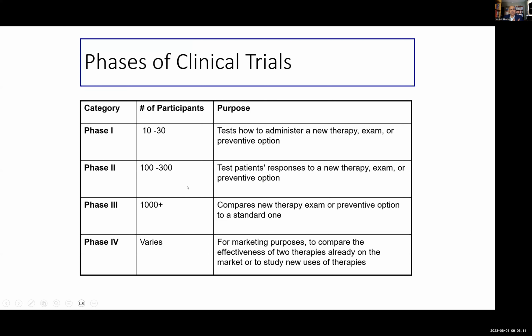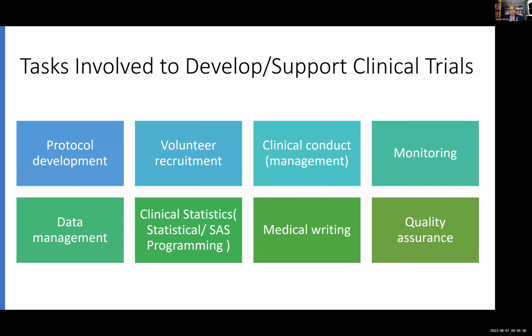Generally, as I told you, 10 to 30 participants for phase 1, 100 to 300 for phase 2, and 1,000 to 3,000 for phase 3. Phase 4 varies, because for marketing purposes it is used to compare the effectiveness of two therapies already available in the market, or to study new uses of therapies, etc. So these are the different phases of clinical trials and their numbers of participants.